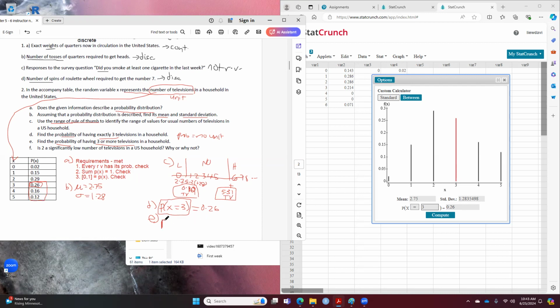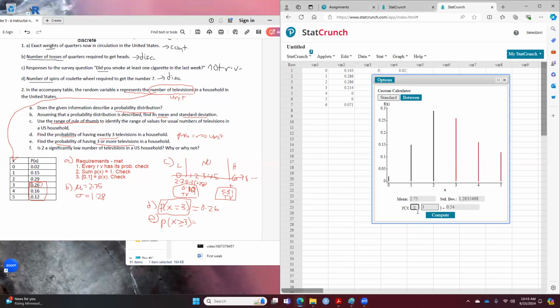So how do we do this? X is greater than or equal to 3. This is called the 3 or more. So either you take this and add them up, or if you want, you can just change this in your StatCrunch to be greater than. This will become 0.54. Okay.